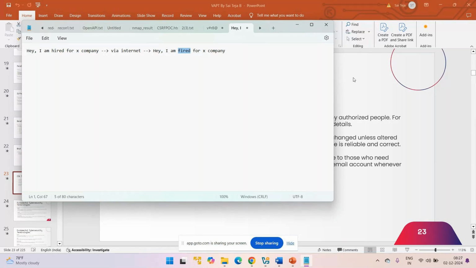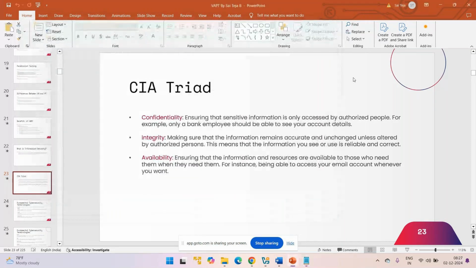Let's say someone got a chance to modify your profile information, let's say your address. What happens? That also comes under integrity failures, right? All your couriers will be delivered to their address.